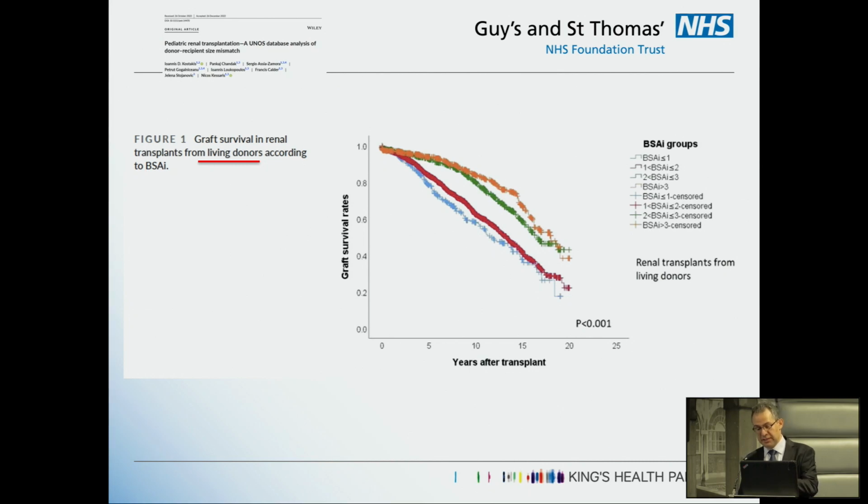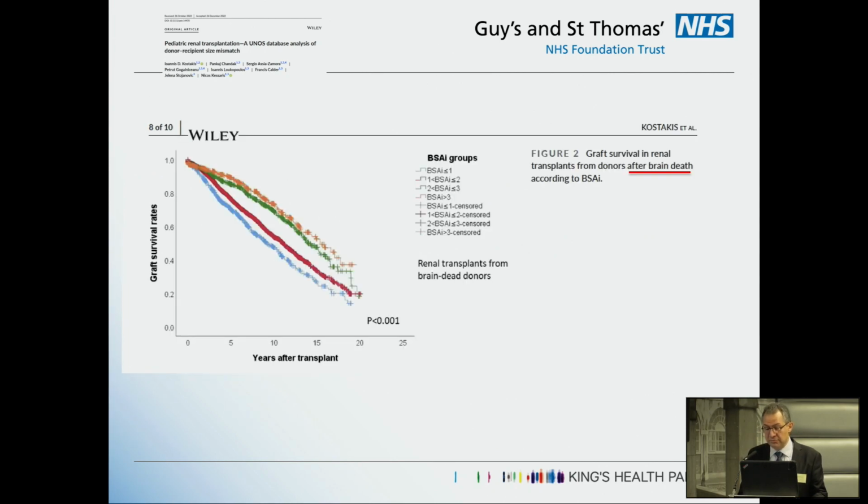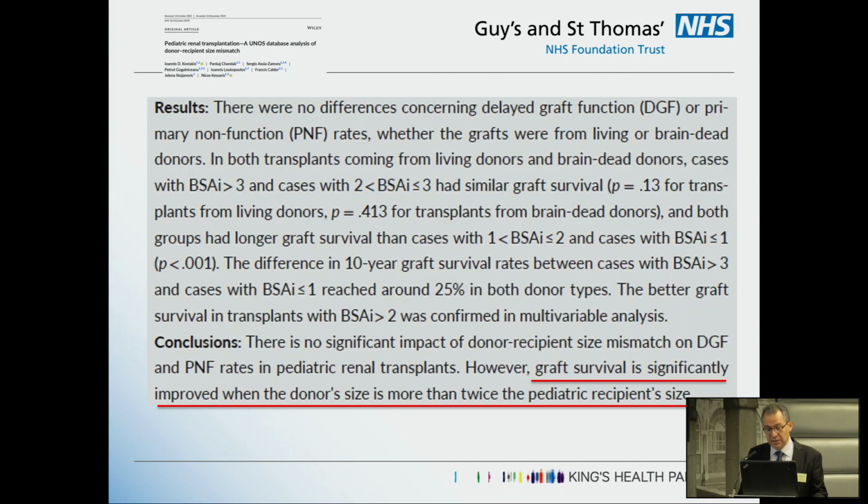The smaller recipient is indicated by the yellow line here, so they have better graft survival, and this is following living donation. This is after brain dead donation, deceased donation. And this study concludes that graft survival is significantly improved when the donor size is more than twice the pediatric recipient size. Also, delayed graft function and primary non-function rates were similar in these groups.